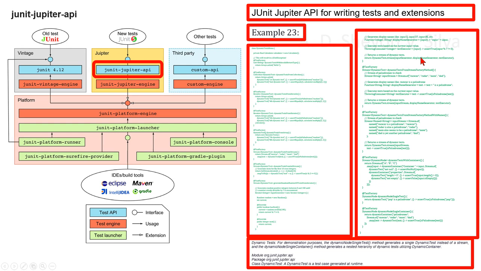The next method is similar to generate random number of tests but with more flexibility. The dynamic test from stream factory method generates a stream of dynamic tests from an existing stream via dynamic test dot stream. For demonstration purposes, the dynamic not single test method generates a single dynamic test instead of a stream, and the dynamic not single container method generates a nested hierarchy of dynamic tests utilizing dynamic container. This will result in a JUnit exception.